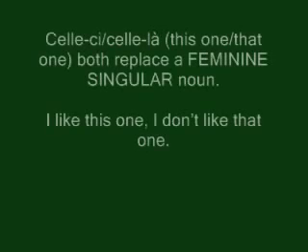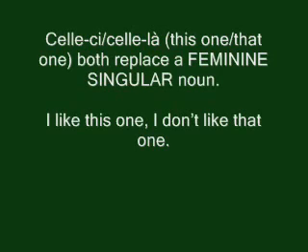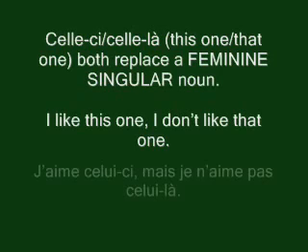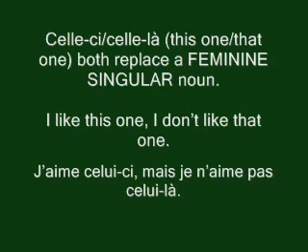Let's move on to celle-ci and celle-là. Both replace a feminine singular noun. But celle-ci shows that the noun is nearby, and celle-là shows that it is distant. Or it can also show that you are distinguishing between two elements. I like this one, but I don't like that one. J'aime celle-ci, mais je n'aime pas celle-là.